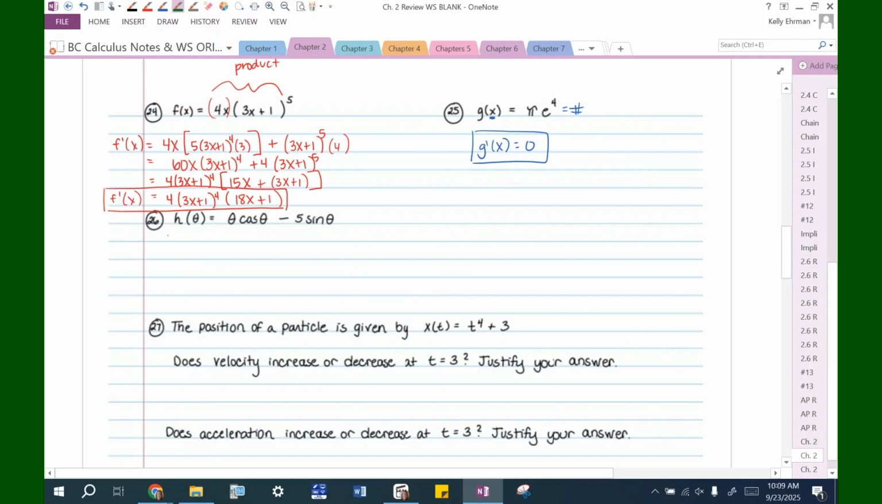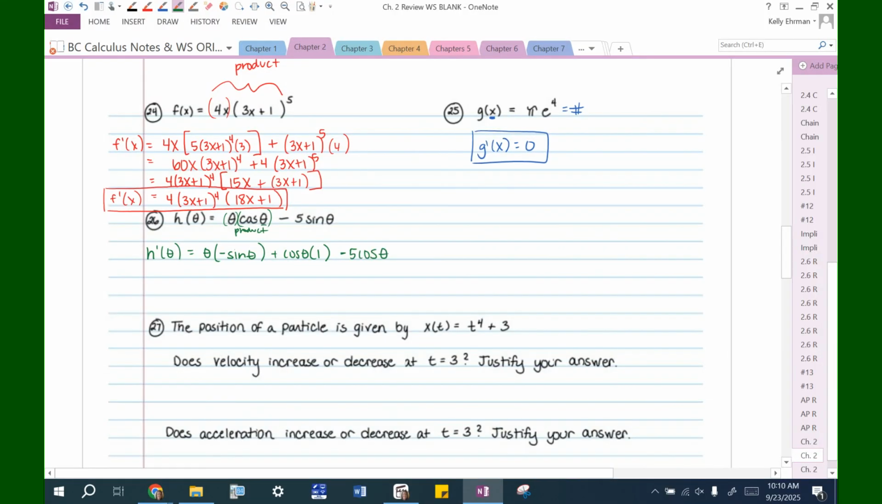All right, what about 26? h of theta is, we need a product rule right here. And then we'll take the derivative of this term. h prime of theta is first times derivative of the second, plus second times derivative of the first, minus the derivative of this, minus 5 times cosine theta.